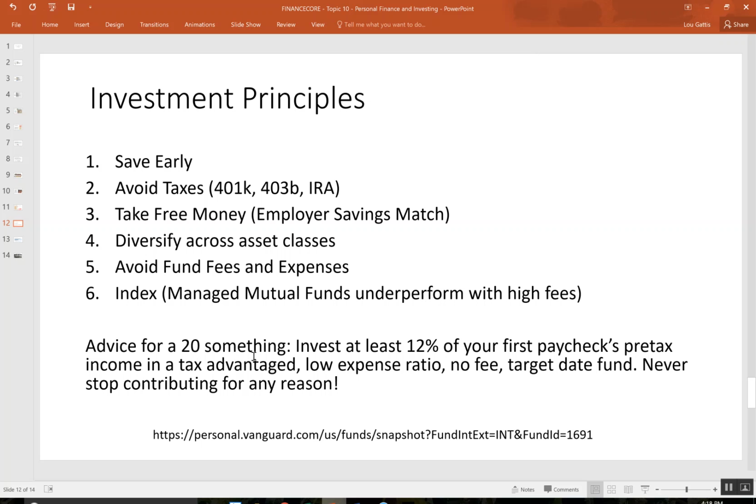Bottom line, advice for a 20-something: save at least 12% of your first paycheck's pre-tax income in a tax-advantaged, low-expense-fee target date fund, and never, ever, ever stop contributing.